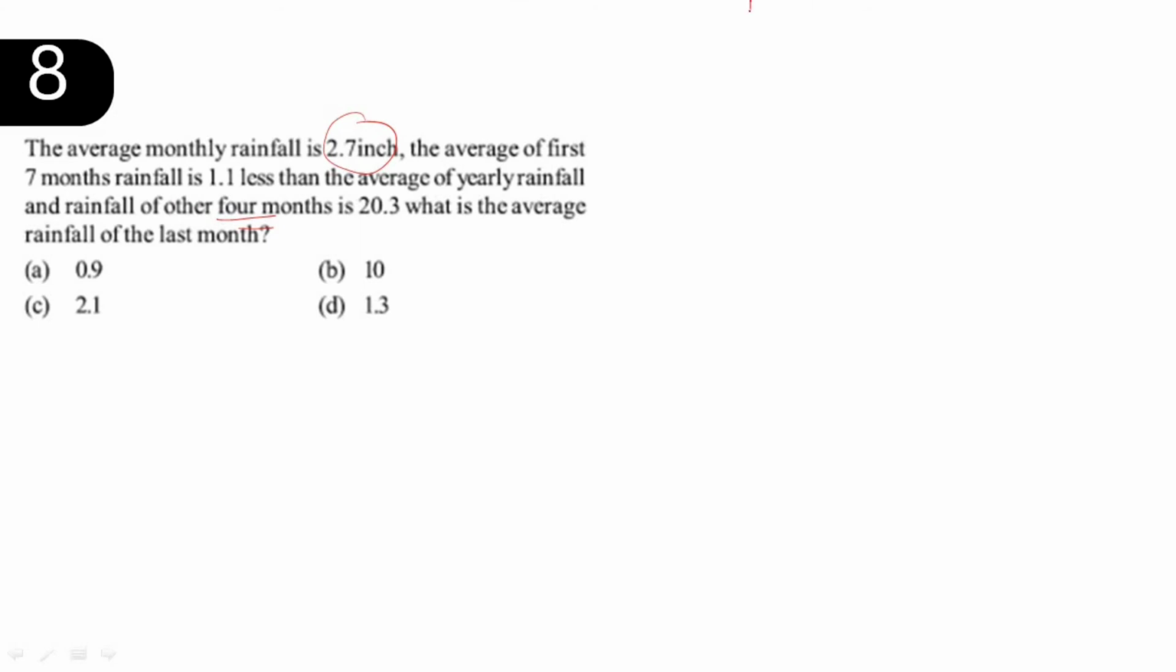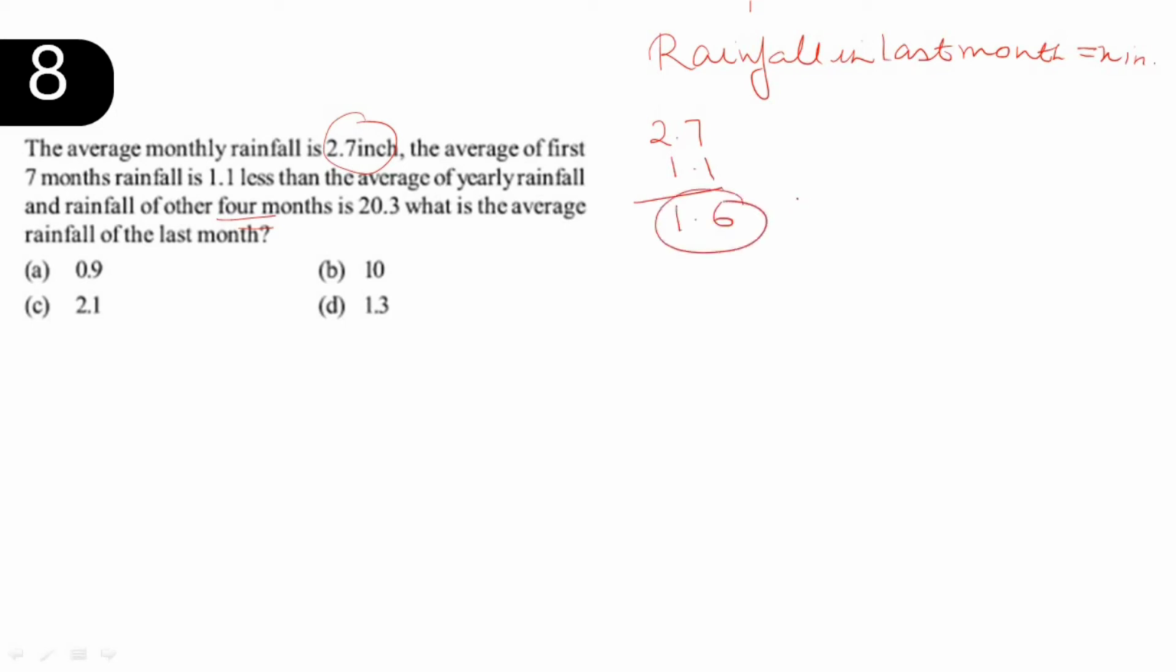So we can say that rainfall in last month is equal to x inches. What is the average? Average is total rainfall upon number of months. So what is given? First 7 months is 1.1 less than the average. So average is 2.7, 1.1 less, which means 1.6. 1.6 is the average of 7 months, which comes 11.2. 11.2 is the rainfall in 7 months. And 20.3 is the rainfall of other 4 months.